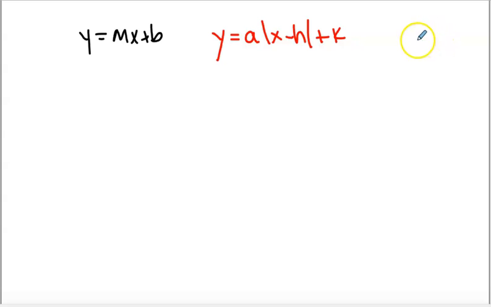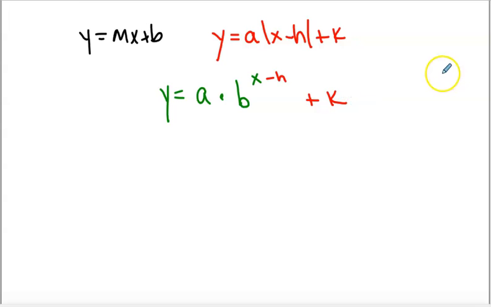Okay, and now we're going to talk about our exponential function. And we're going to talk about this in the form of y equals a times b to the x power. Now there is also a minus h and a plus k here, but for our purposes this year, we're just going to look at a times b to the x power.